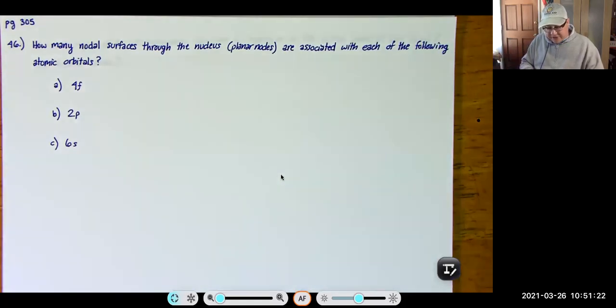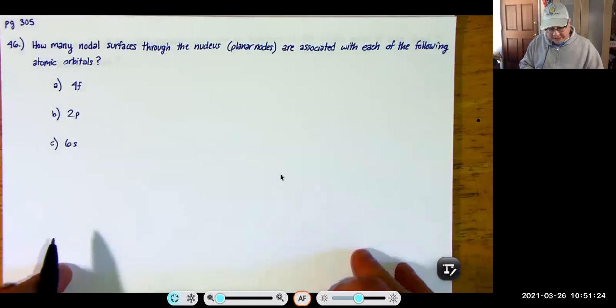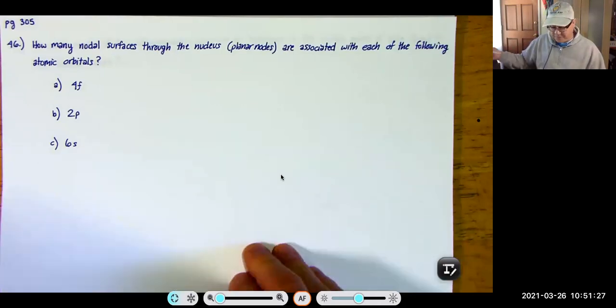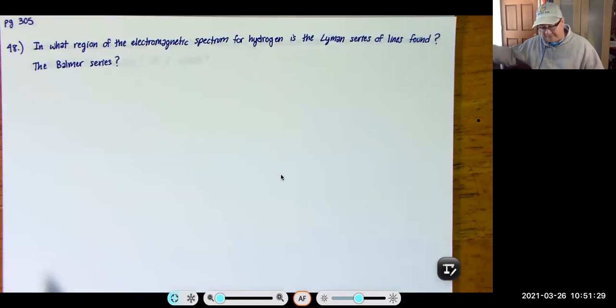Now I'm thinking the next question is going to be for spherical nodes. I hate that question. Thank goodness we didn't find that.